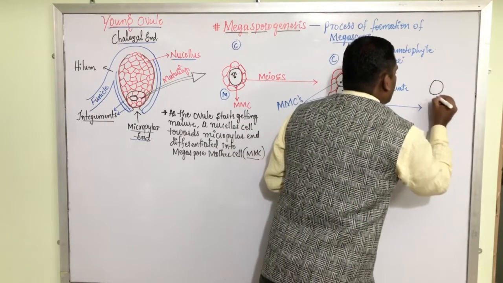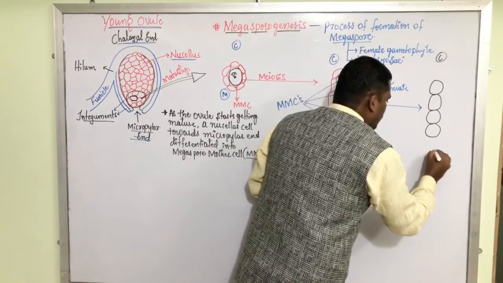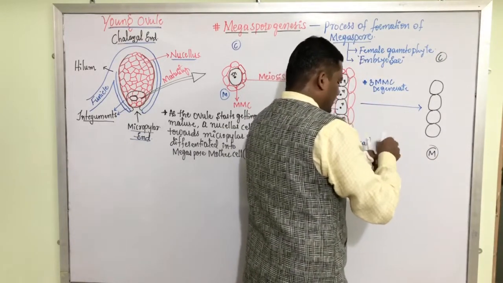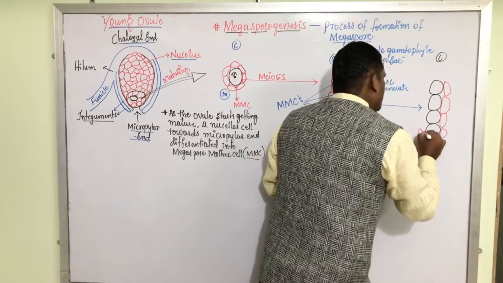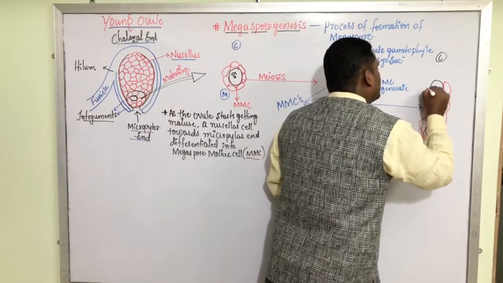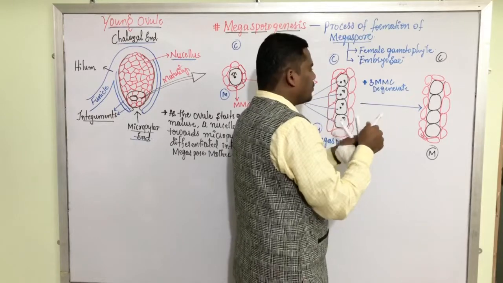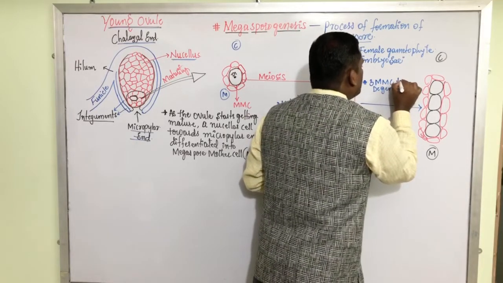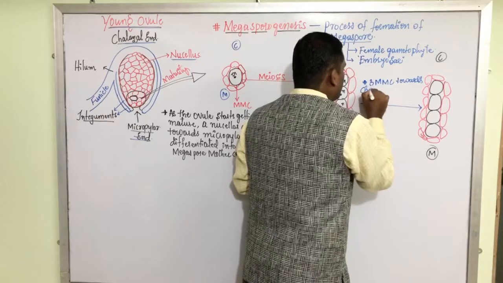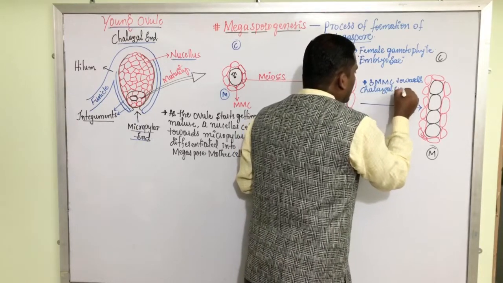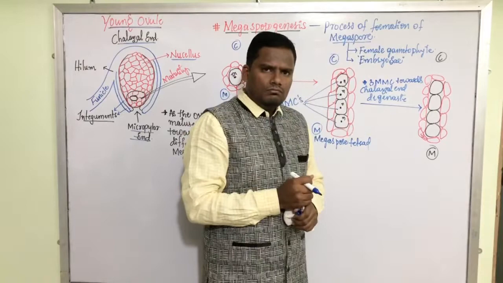This is the megaspore tetrad, this is the chalazal end and this is the micropylar end, and all these megaspore mother cells of the tetrad structure are surrounded by nucellus tissue, nucellar cells. Now here the 3 megaspore mother cells towards the chalazal end degenerate. That means they get dissolved.